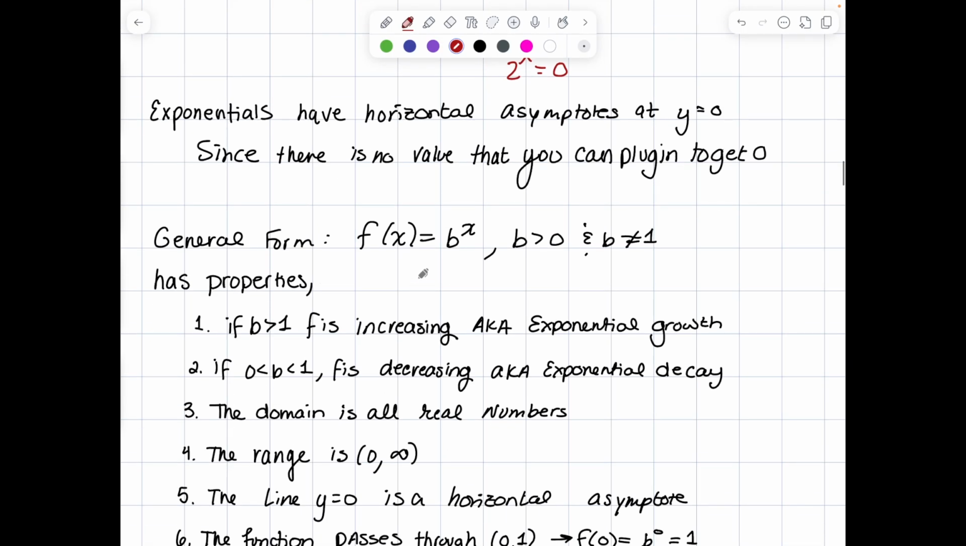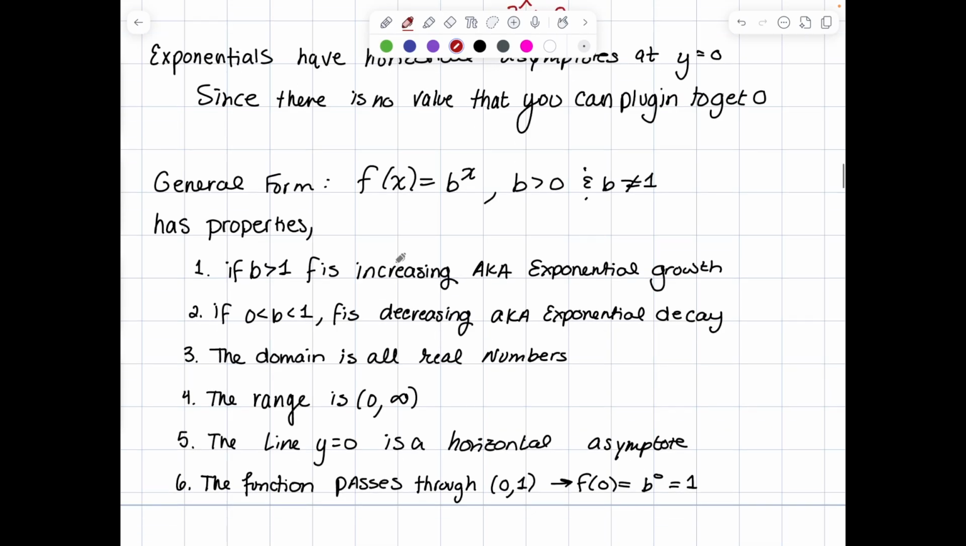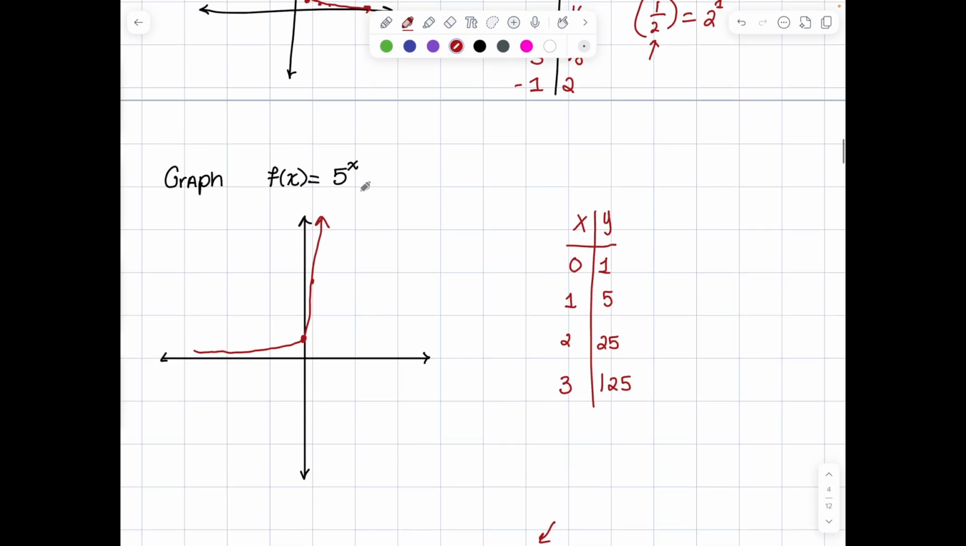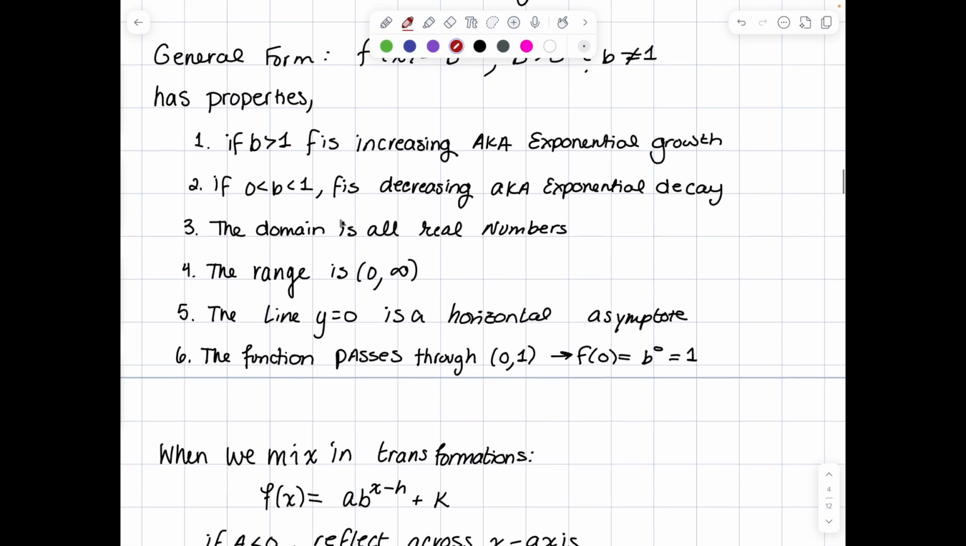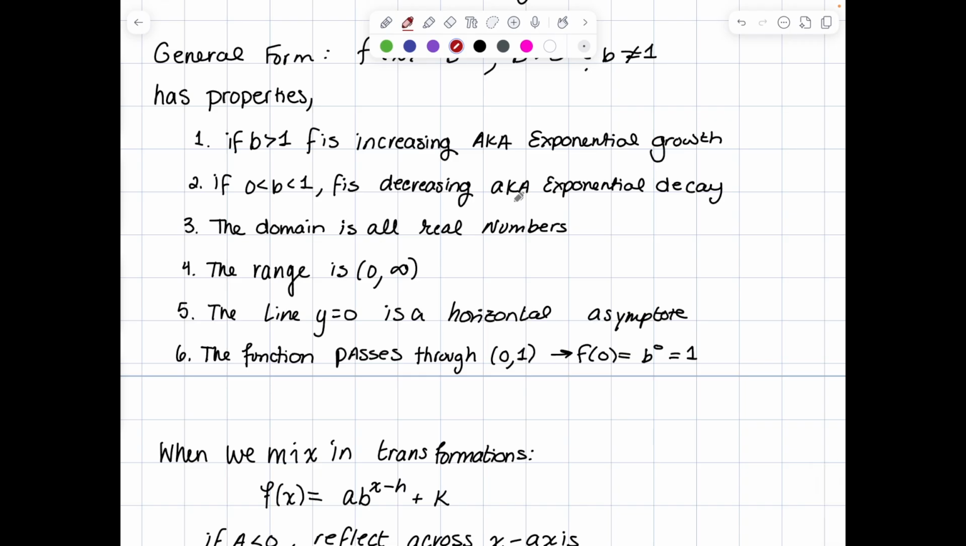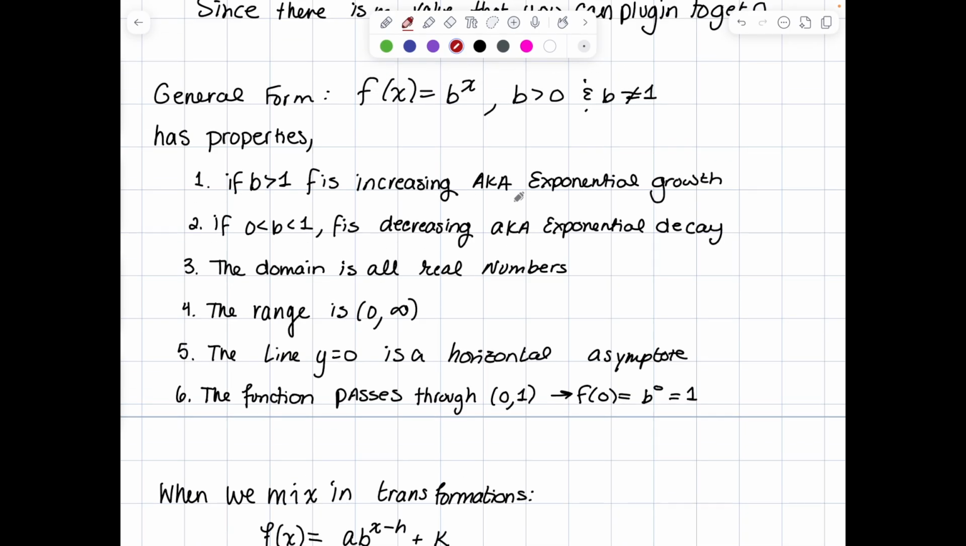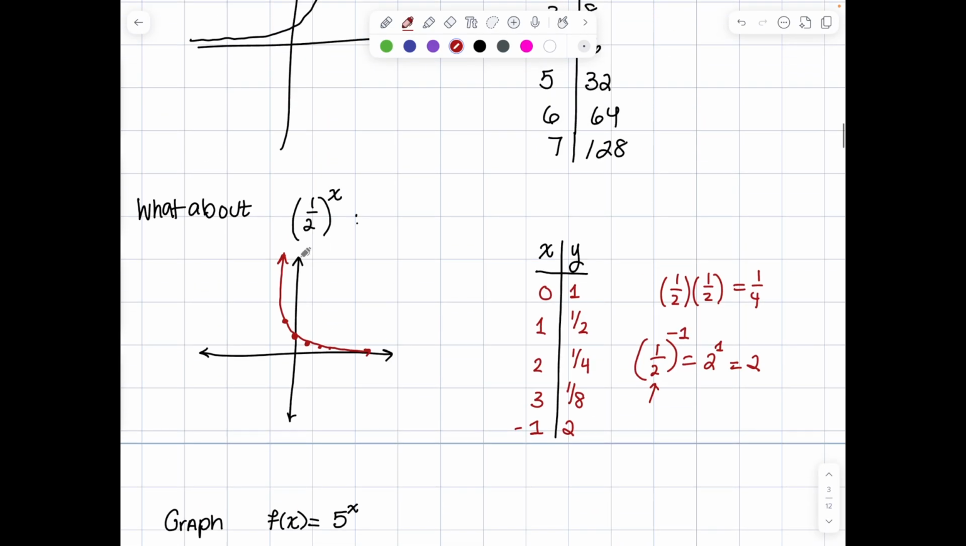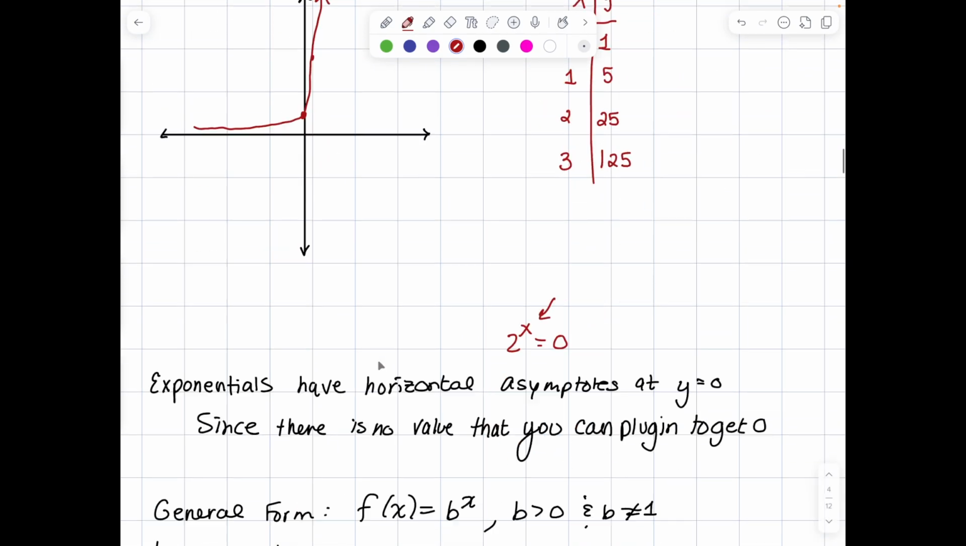So the general form of our exponential is listed here: b to the x, where b is greater than 0 and b cannot equal 1. If b is greater than 1, it's going to be increasing, which we saw. 5 to the x is increasing as x values get larger, which we call exponential growth. If the base is a fraction, then it's going to be an exponential decay, which makes sense because 1/2 was decreasing.